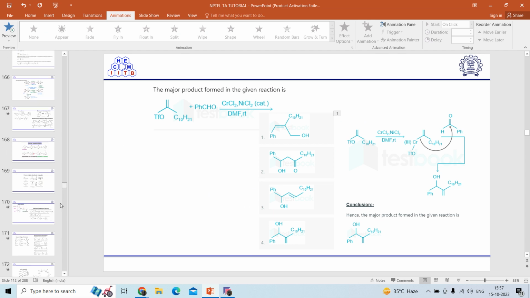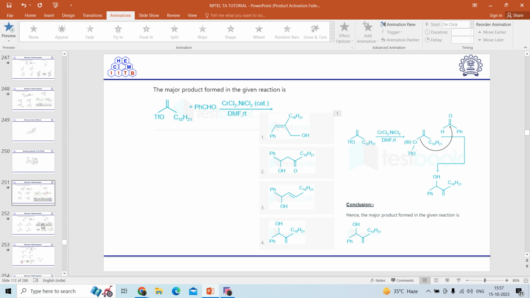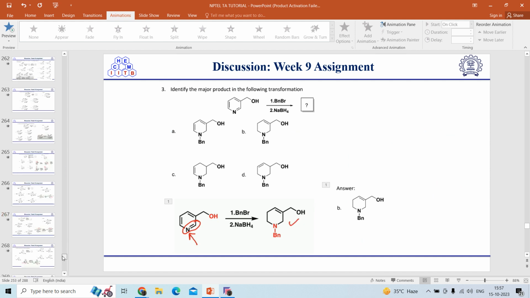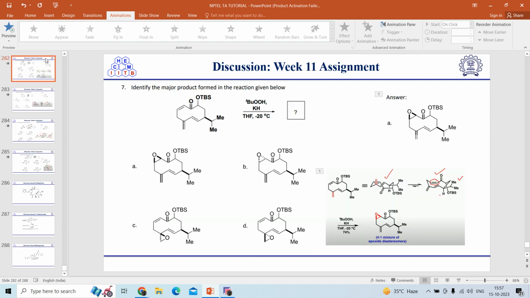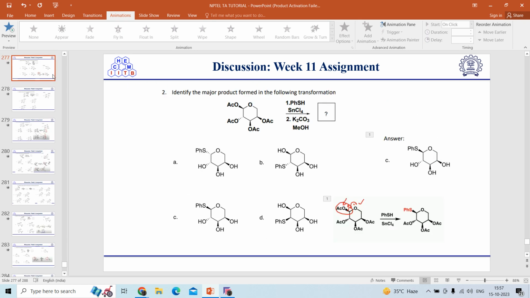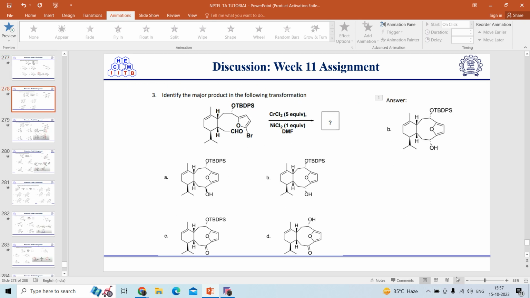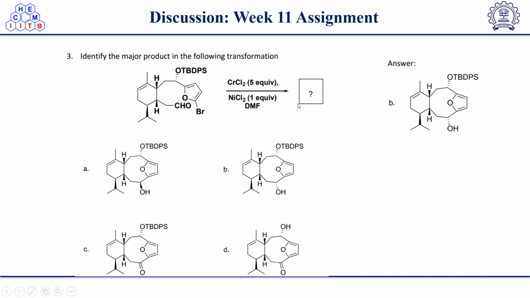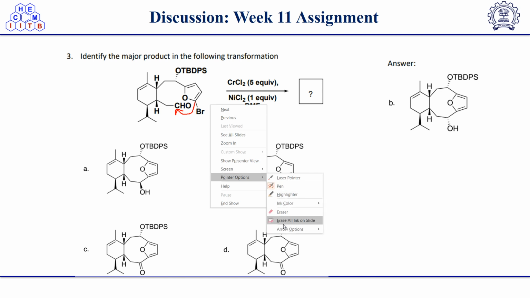So moving on to our question. Okay, so as we said, the correct answer is option B. So what is happening here is that this will undergo oxidative addition with the chromium, and then that will be attacking at this carbonyl carbon center and converting this into alcohol, and this bromine will be eliminated. So that is the mechanism as we have seen earlier.